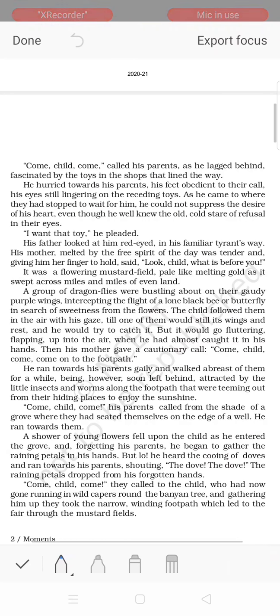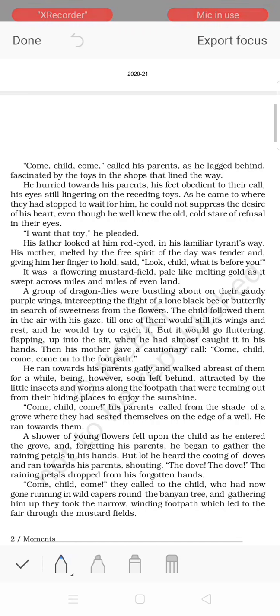"Come, child, come," called his parents as he lagged behind, fascinated by the toys in the shops that lined the way. The child was attracted to the toys which were displayed at the various stalls. As he would be left behind, his parents would call him to come with them. He hurried towards his parents, his feet obedient to their call, his eyes still lingering on the receding toys. As he came to where they had stopped to wait for him, he could not suppress the desire of his heart, even though he well knew the old cold stare of refusal in their eyes.